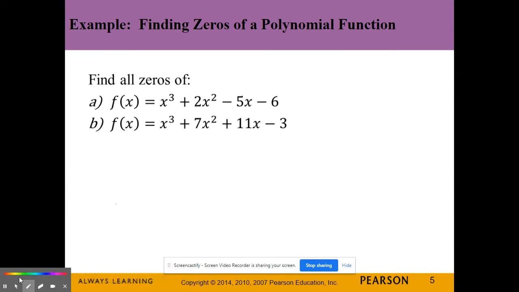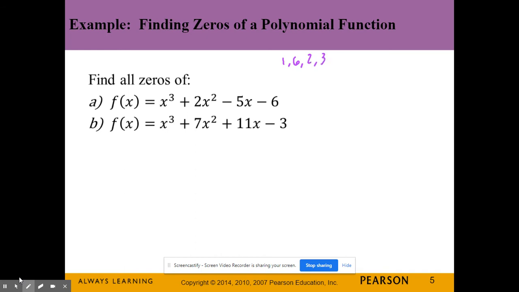So here's where it's saying to find all the zeros. So not just what are the possible rational zeros, but find all the zeros. So what I'm going to do is come up with that same list of possible rational roots. All right. So for part A, factors of 6 are 1, 6, 2, and 3.